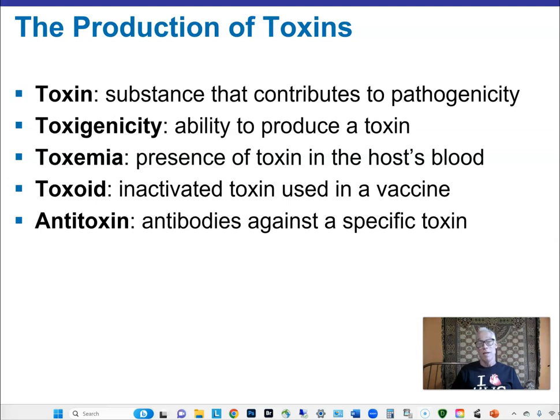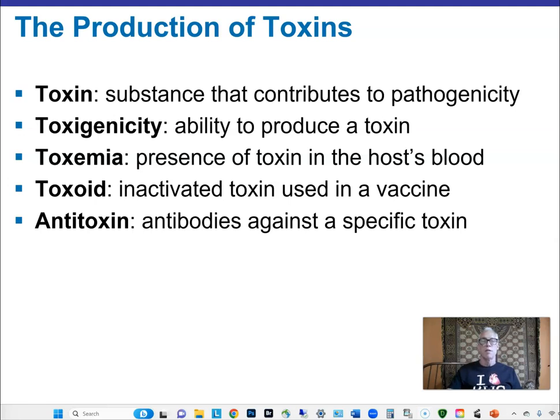Toxicity is the ability to produce a toxin. Toxemia means the toxin has now arrived in the blood. Remember that suffix emia you've seen many times. So now you have toxins in the blood. A toxoid, interestingly, as you know now from studying the immune system last chapter, is a denatured or inactivated toxin. So when we take a toxin that causes severe disease and we want to make antibodies against it, we can inject some denatured toxins into the body and produce antibodies and memory cells to prevent that toxin from ever being a life-threatening danger to the body.